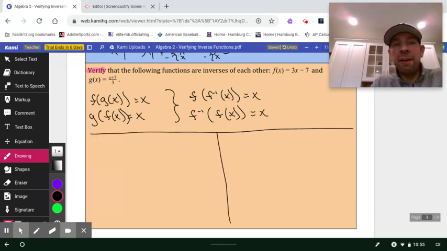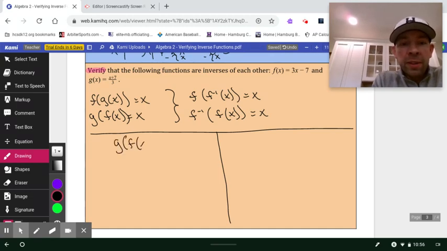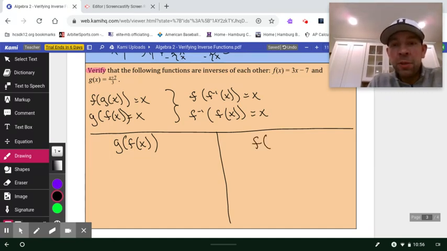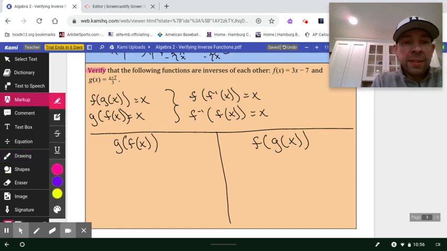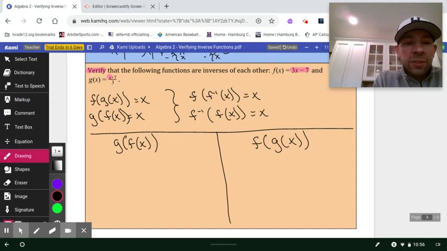Okay, so basically I'm going to try to do two things. I'm going to first sub f into g, and I'm going to try to prove that the answer is x. And then I'm going to flip the script, and do f of g of x, where I substitute g into f. So let's focus on substituting f into g. This x right here is going to get replaced with the quantity 3x minus 7. So let's replace that x and then rewrite the rest.